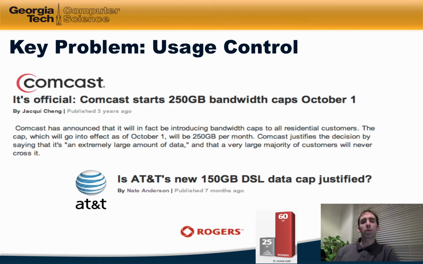A key problem in home network management is usage control. Many internet service providers have begun to impose usage caps on their users to limit or control the amount of data that a particular user uses over the course of a billing cycle. Unfortunately, users may have a very difficult time understanding how different devices inside the home consume that usage cap, and an even harder time controlling the devices that may be hogging all of the usage quota.